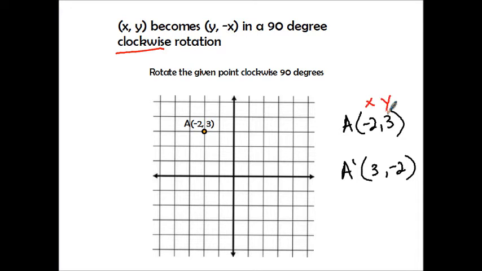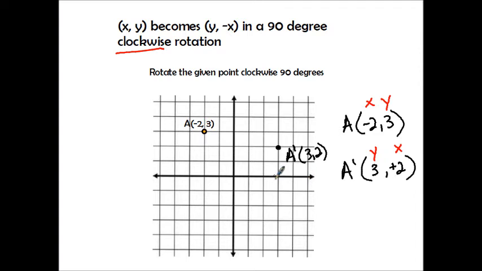x, y becomes y, x. And this time we take the opposite of x. Well, x is negative. So now we got to make it positive. So the coordinate that I'm going to graph is (3, 2). That is A prime. It is at (3, 2).